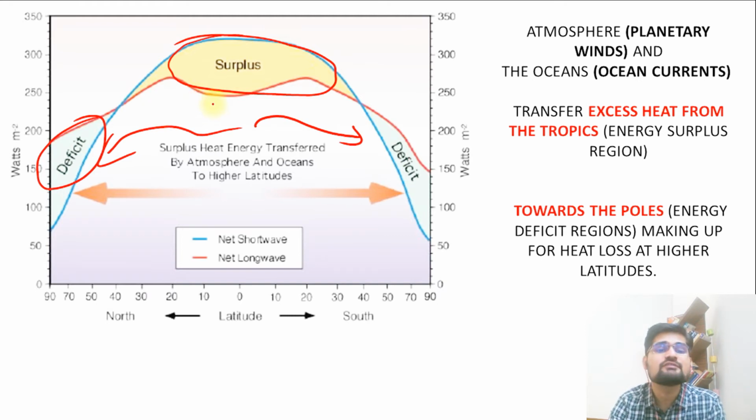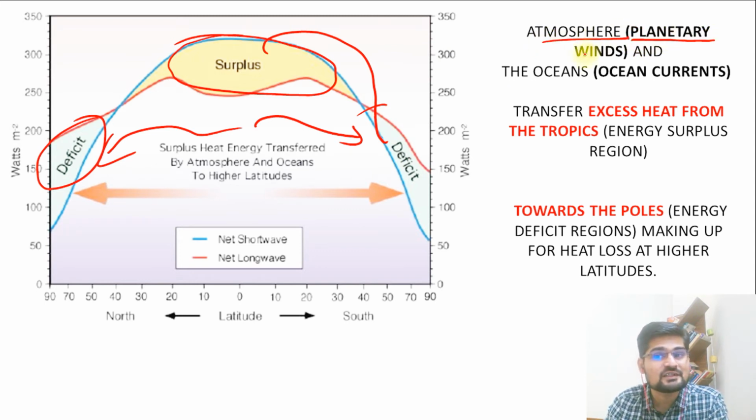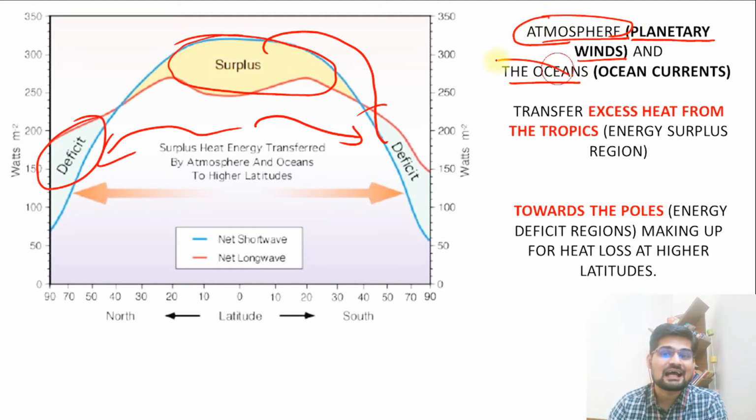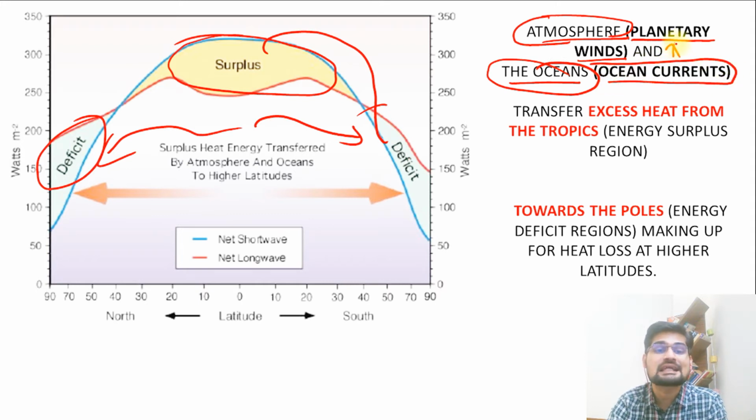So how does this flow happen? It needs a medium. There has to be a messenger from the surplus to the deficit who is going to carry this energy. That is where the planetary wind system, the atmosphere, plays a pivotal role, and the oceans play a pivotal role. Remember, our atmosphere and the hydrosphere, the oceans, the ocean currents, these are the two major carriers of this surplus heat from the surplus region to the deficit region. And that is the entire mechanism, right?